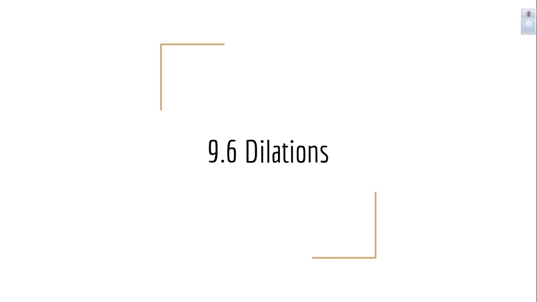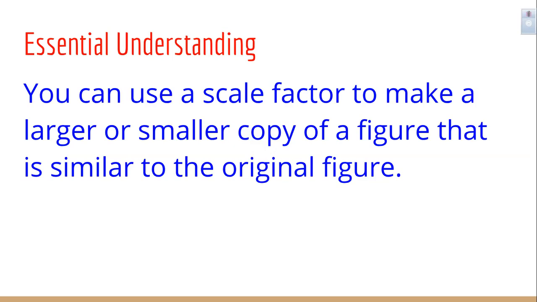All right, let's take a look at lesson 9.6, dilations. You can use the scale factor to make a larger or smaller copy of a figure that is similar to the original figure. So we did this when we studied similarity. We always found the scale factor from one figure to the other. So remember, when things were similar, they had the same shape, angles were the same, sides were proportionate. So the scale factor is that proportion between the two, the ratio of the two corresponding sides.